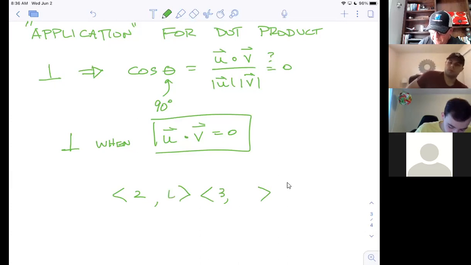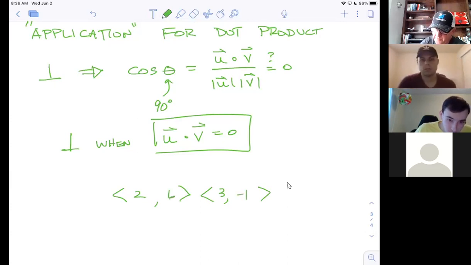And 6 times 1 would be 6. So those are both 6 now. And all I got to do is kind of make one negative. So you agree that those would have to be perpendicular then, I guess?